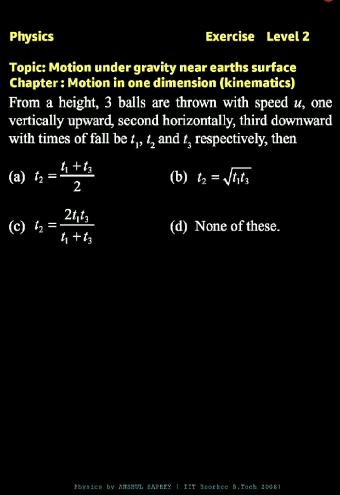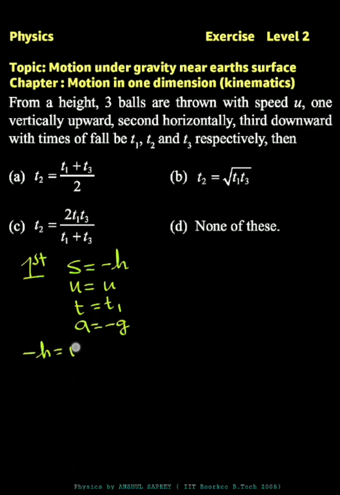So vertically, for the first particle, displacement is equal to minus h, u is equal to u, time t is equal to t1, acceleration is minus g. So we can use s is equal to ut plus half at square. So minus h is equal to ut1 minus gt1 square by 2.